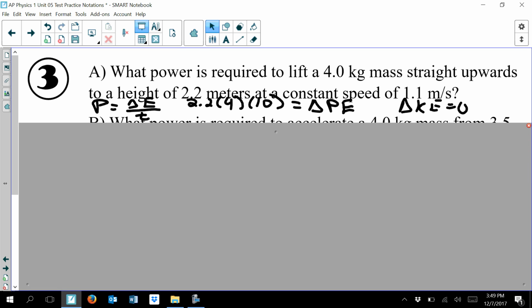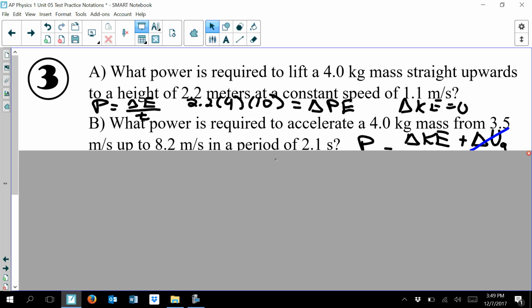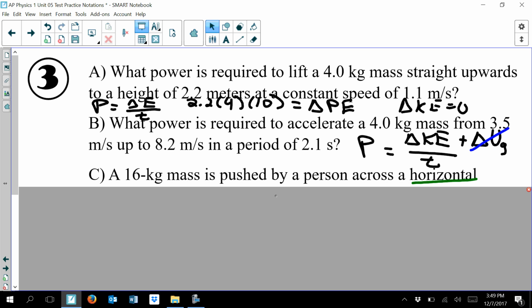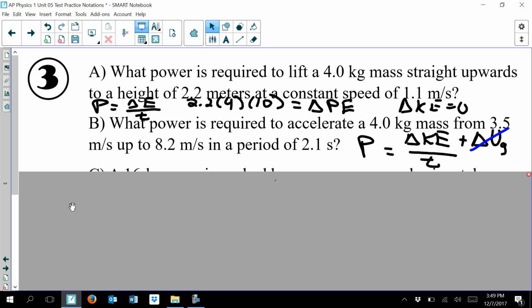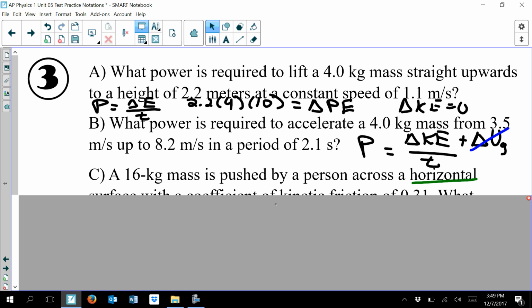Number 3, power required to lift a 4-kilogram mass upwards at a constant speed. I did the change in energy over time. My change in kinetic energy is 0, so my change in energy is just the potential energy change. Here now it gives a change in actual speed, but it does not have a change in potential. So A and B are kind of the opposite problems. They're still based on that change in energy over time, but one has a change in kinetic, one has a change in potential.